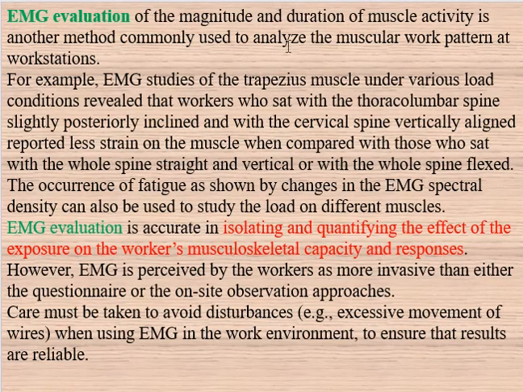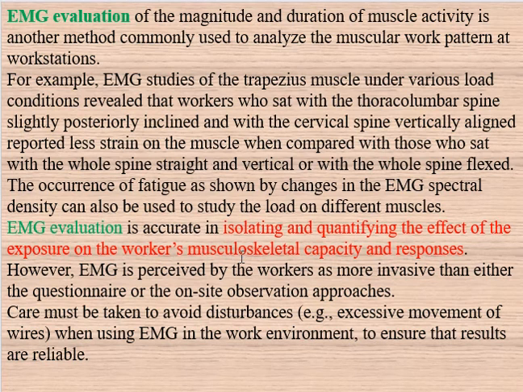EMG evaluation. Basically, EMG evaluation of the magnitude and duration of the muscle activity is another method commonly used to analyze the muscular work pattern at the workstation. For example, EMG studies of the trapezius muscle under various load conditions with workers who sat with the thoracolumbar spine slightly posteriorly inclined and with the cervical spine vertically aligned reported less strain on the muscle when compared with those who sat with the whole spine straight and vertical or with the whole spine flexed. Basically, occurrence of the fatigue as shown by the changes in EMG spectral density can also be used to rate the load on different muscles.